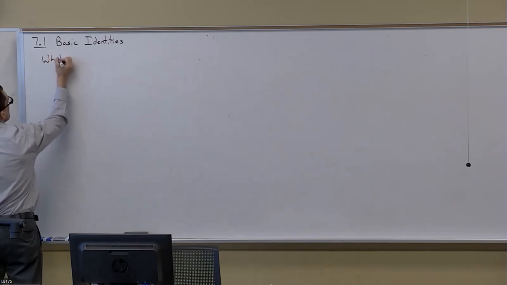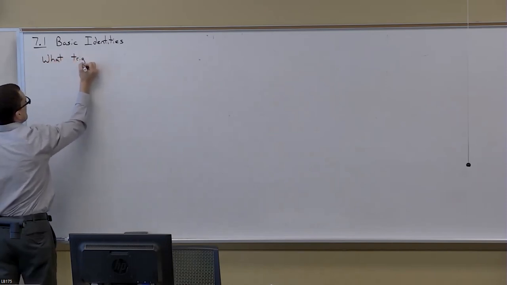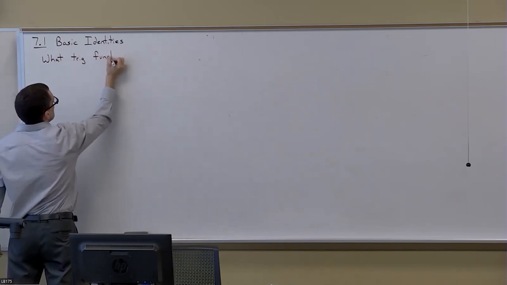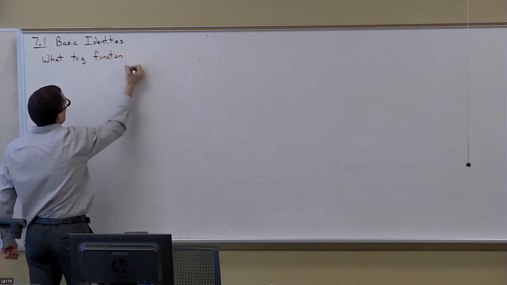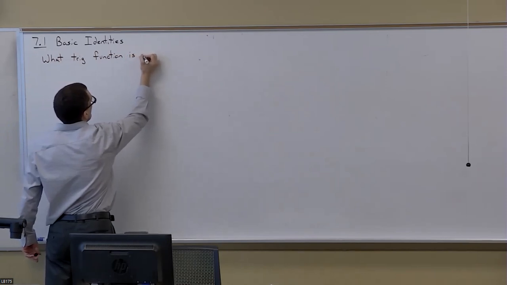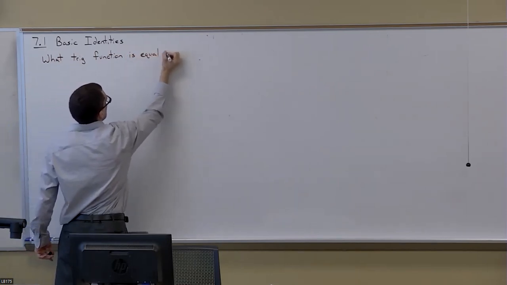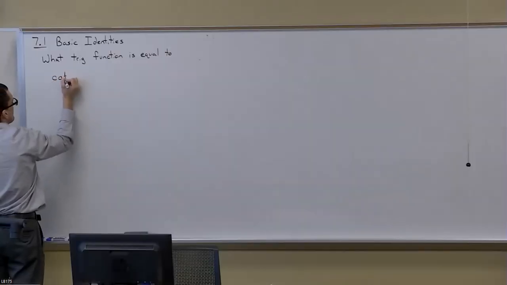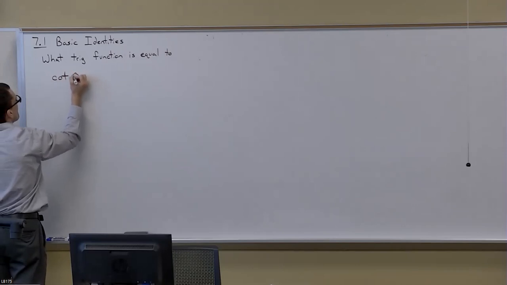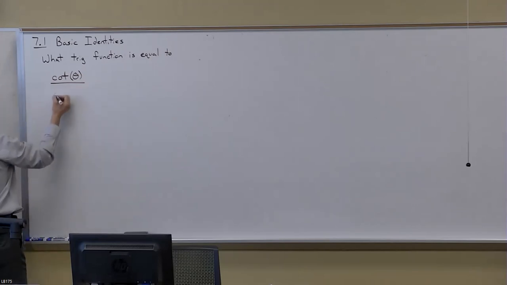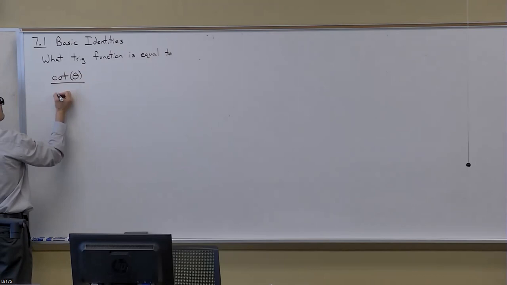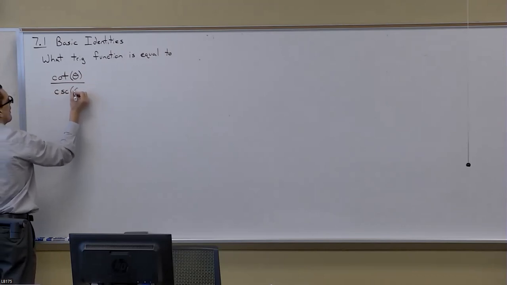What trig function is equal to the following expression? Let's take cotangent of theta divided by cosecant of theta.